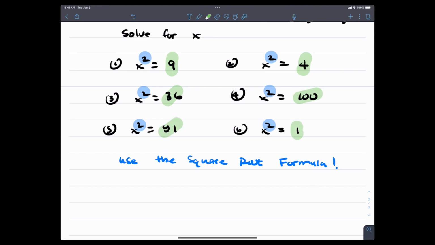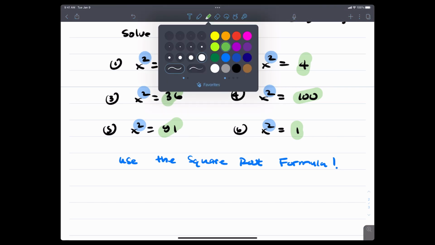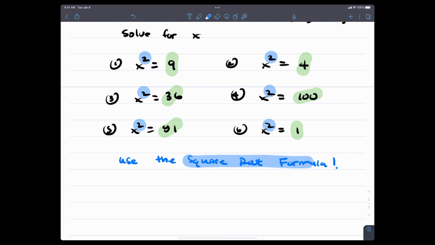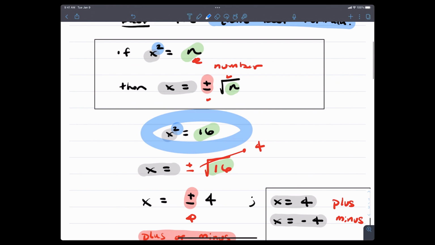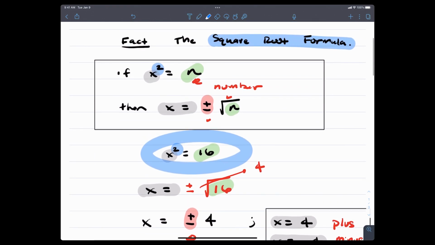So far, so good? Okay, so what do they want us to use? Use the square root formula. Where is the square root formula? It is right here, ladies and gentlemen. X squared equals a number. What do we say about x? X will be plus or minus the square root of the number.